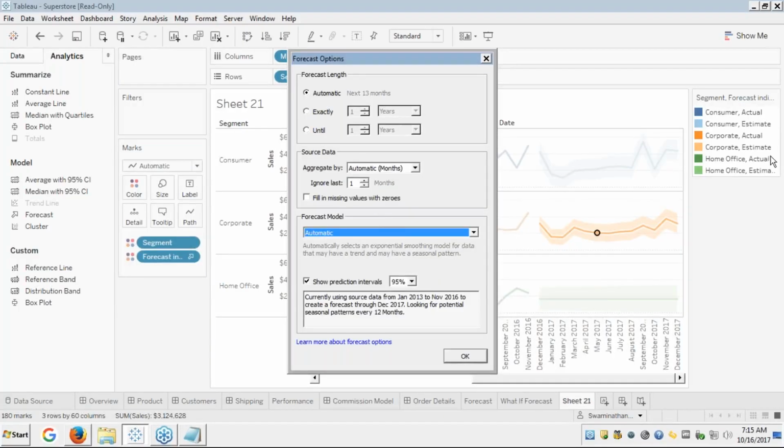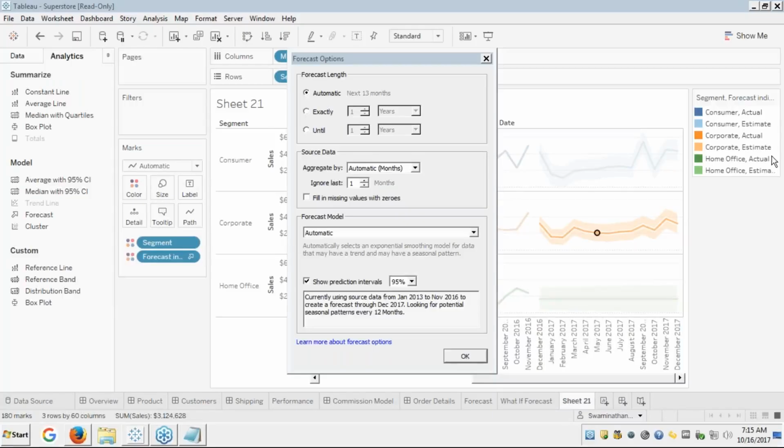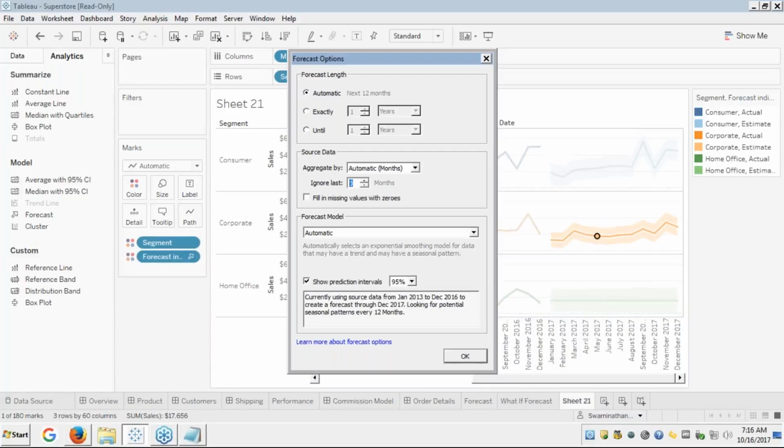Okay. And then moving on with the fourth. Yeah, sure, Manikandan, I'll come to that question. So what is happening here, friends? Basically, I'm selecting ignore last 1 month. So why has it generated the forecast for last December, from December 2016, though I have the data? Here, this is the reason.